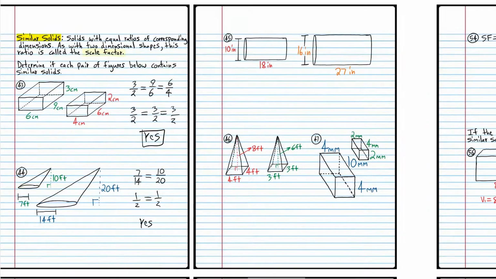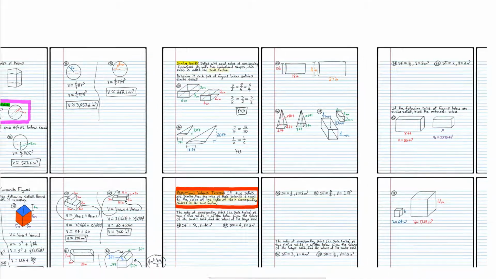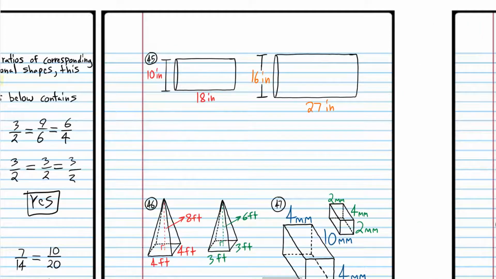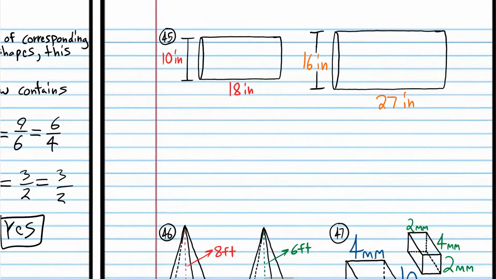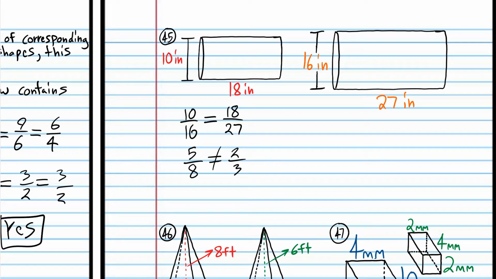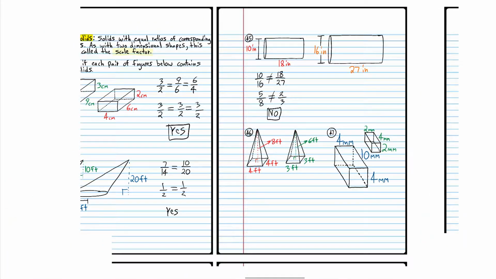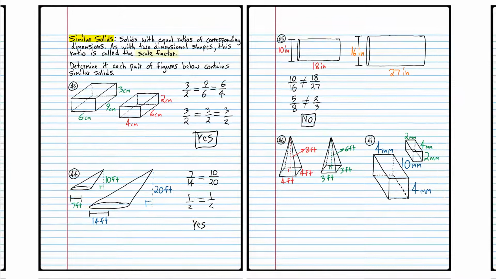Okay, number 45. We'll do one more of these before you try one on your own. So we're going to take the smaller diameter and divide by the bigger diameter. And we're going to see if that's equal to the smaller length divided by the bigger length. So if we reduce those, we get 5/8. And over here we get 2/3. So obviously that's not correct, and we can say, no, they're not similar solids. So this is pretty easy. All right, why don't you try number 46, and when you come back, we'll do it together.